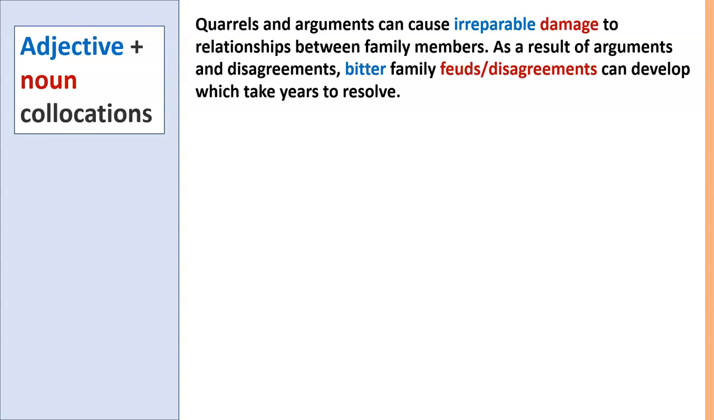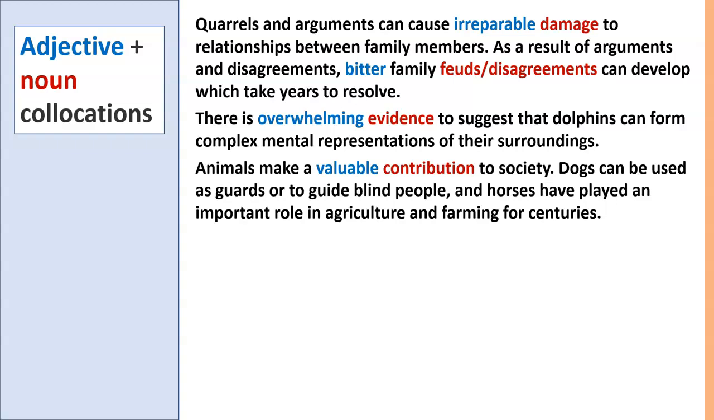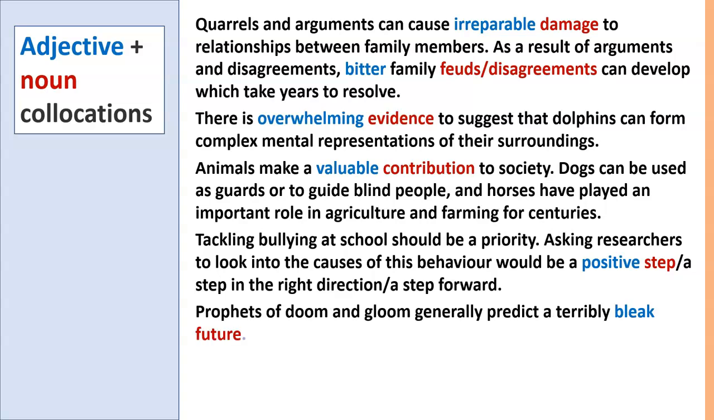Some more adjective noun collocations. If damage is irreparable, then it cannot be repaired. You cannot make that situation better again. If you have bitter feuds, disagreements, or arguments, these are very strong, with very strong opinions and hatred. If there is overwhelming evidence, then there is so much proof that something must be true. If you make a valuable contribution, then you do something which improves the situation, and a positive step also refers to making progress, doing something which improves the situation.